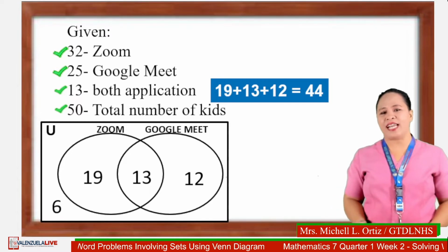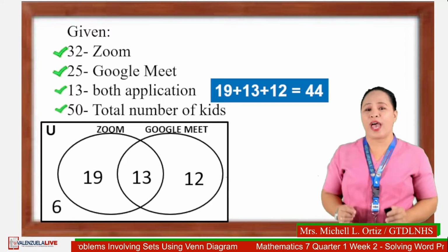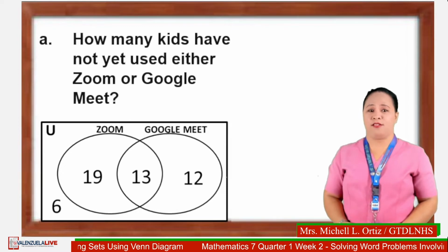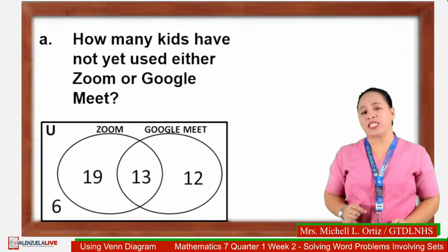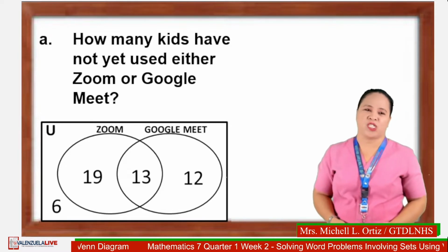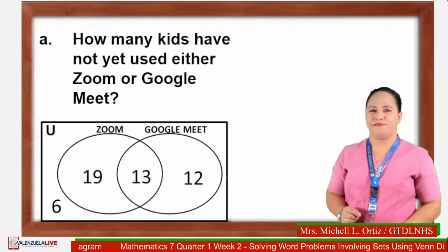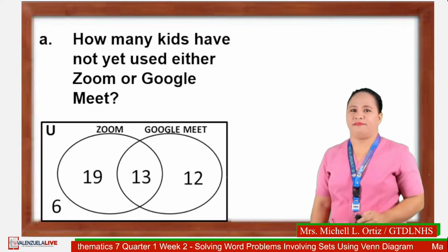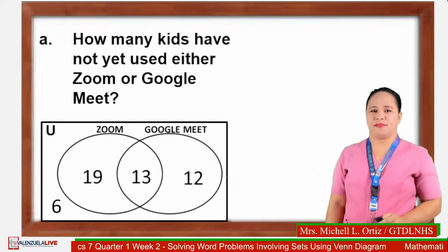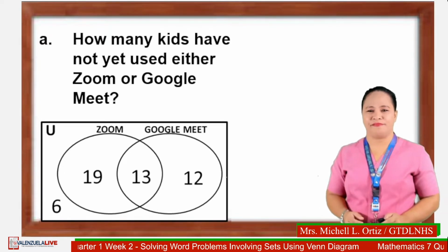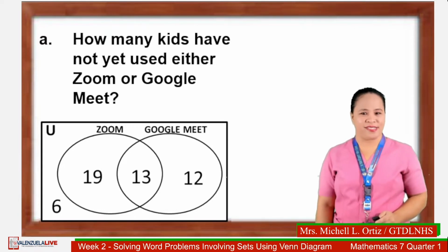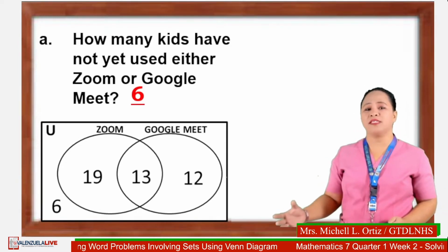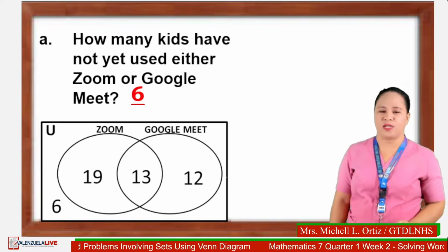After completing the cardinality of every region, we are now ready to answer the following questions. If you think you know the answer, feel free to type in your answer in our comment section below. First question, how many kids have not yet used Zoom or Google Meet? What do you think is the answer? If your answer is 6, then you are correct. These represent those students lying outside the region of these 2 intersecting circles.